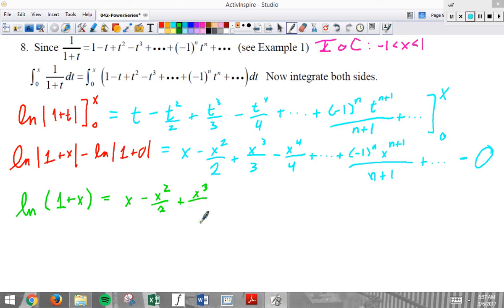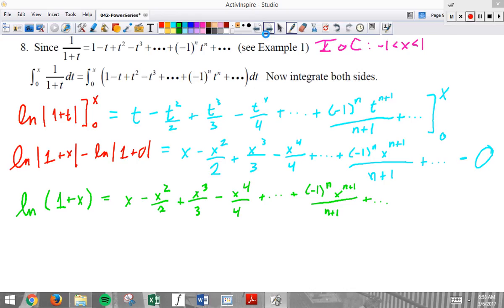Some students teach their children to memorize it that way. We're going to go a little harder. We're going to memorize the natural log version, not that 1 plus the natural log version, even though this is in some sense more natural. So now I found a new series for natural log.